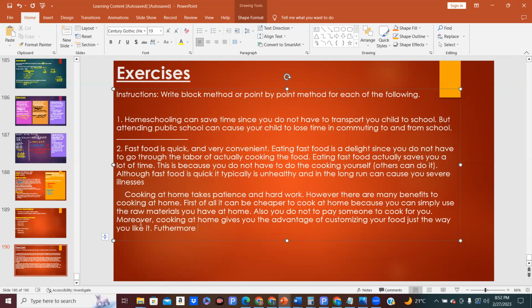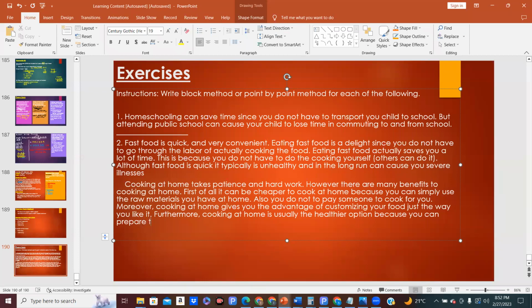Furthermore, cooking at home is usually the healthier option, because you can prepare the food in a more health-promoting way. Yes, sir.